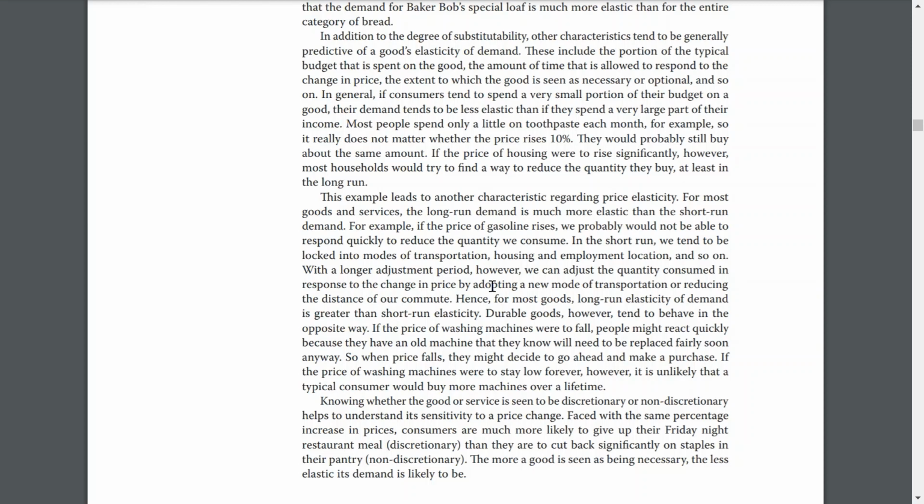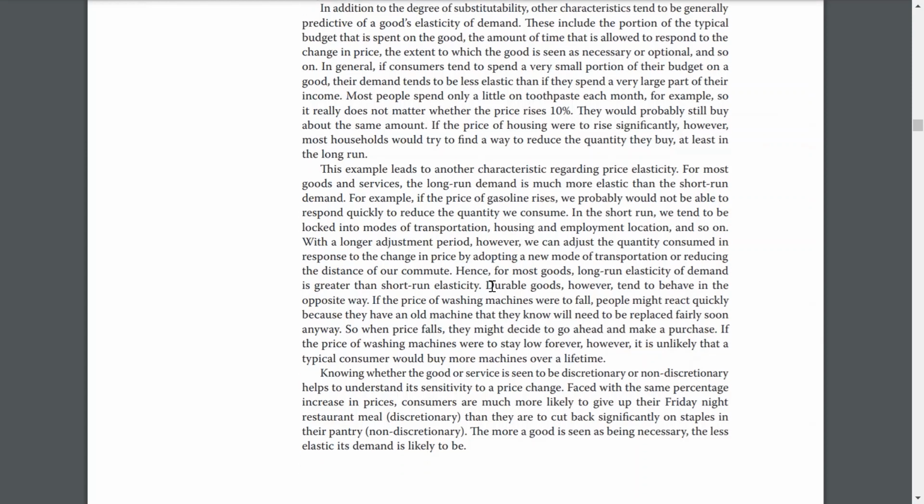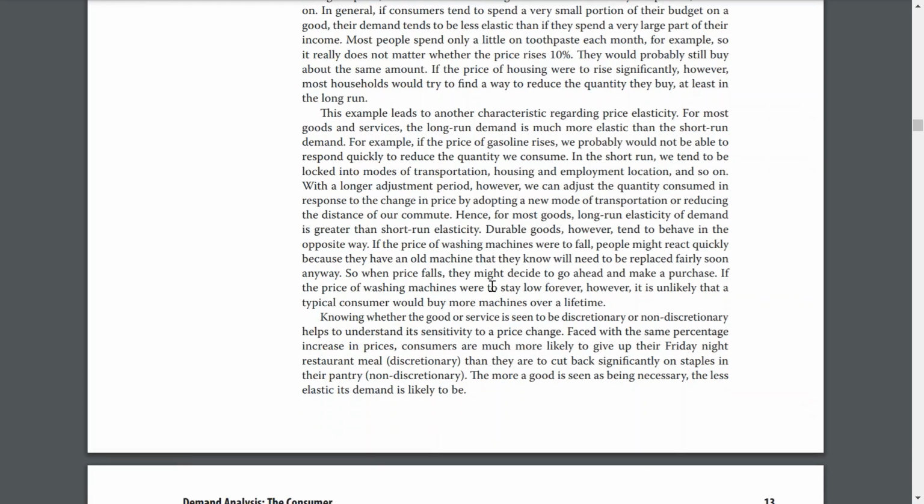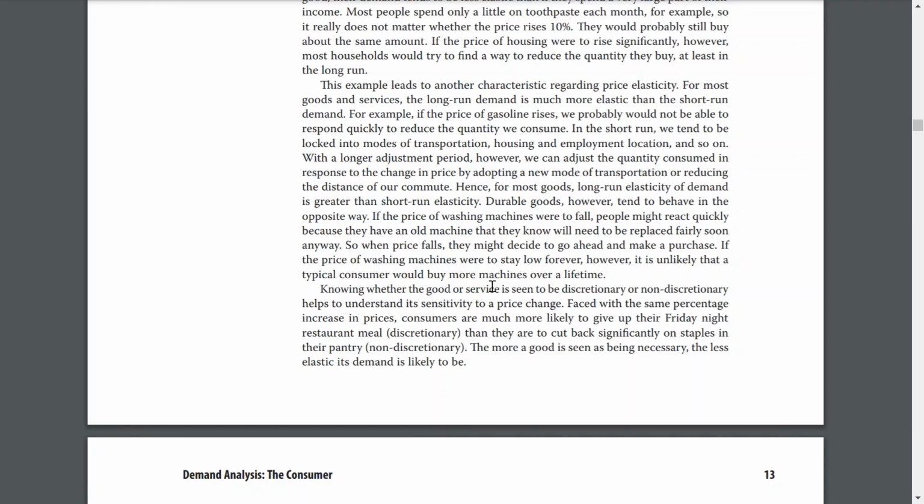This example leads to another characteristic regarding price elasticity. For most goods and services, the long-run demand is much more elastic than the short-run demand. For example, if the price of gasoline rises, we will probably not be able to respond quickly to reduce the quantity we consume. In the short run, we tend to be locked into modes of transportation, housing, and employment locations, and so on. With a longer adjustment period, however, we can adjust quantity consumed in response to changes in price by adopting new modes of transportation or reducing the distance of our commute. Hence, for most goods, long-run elasticity of demand is greater than short-run elasticity.